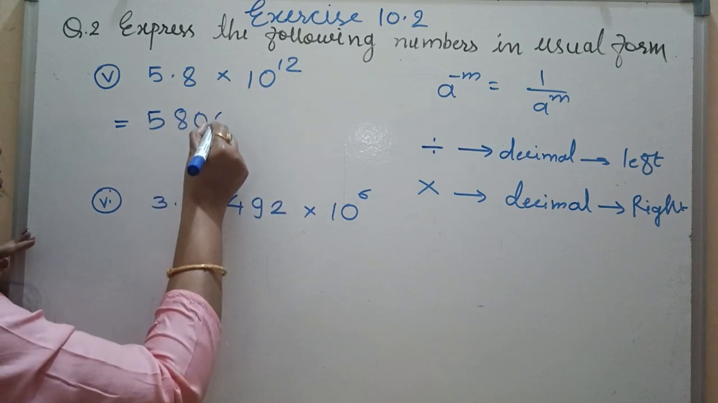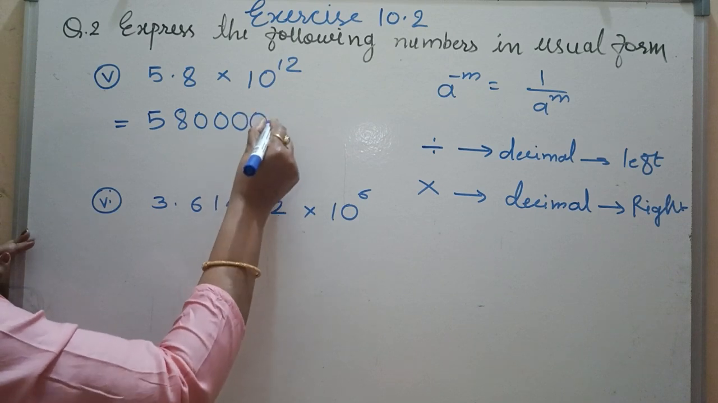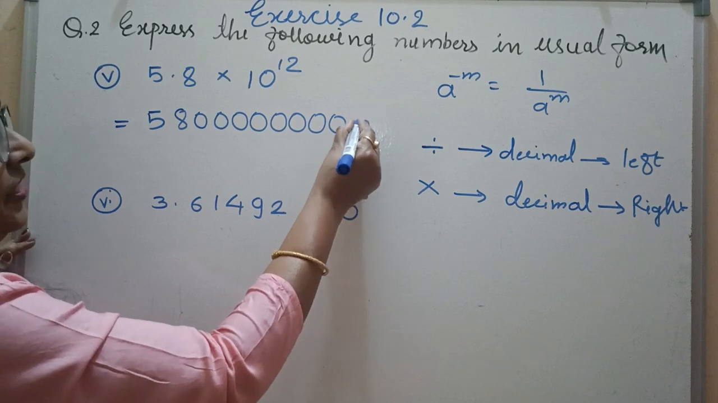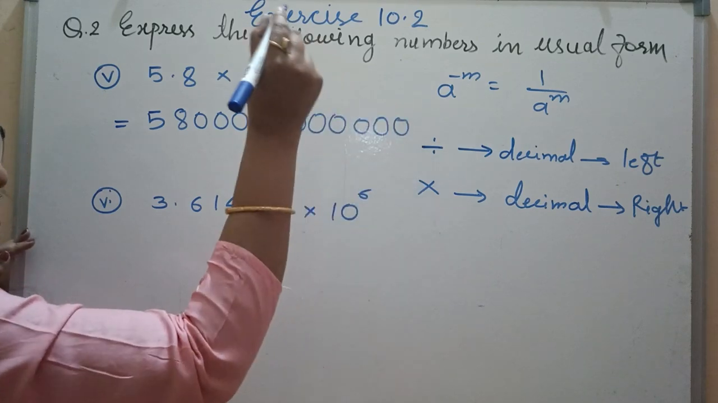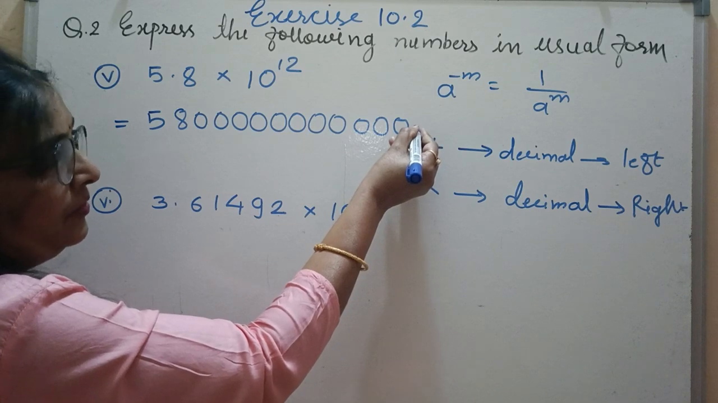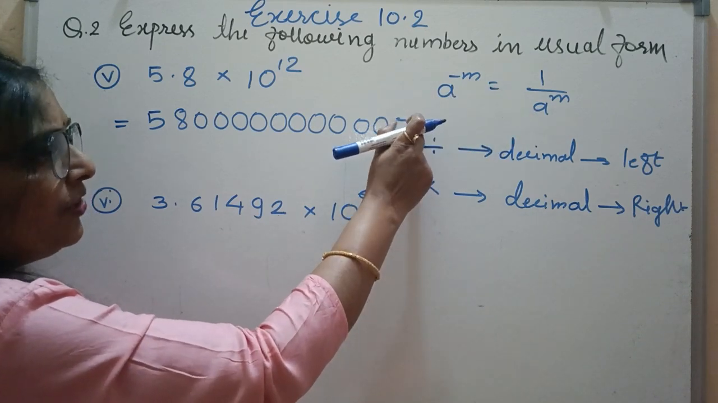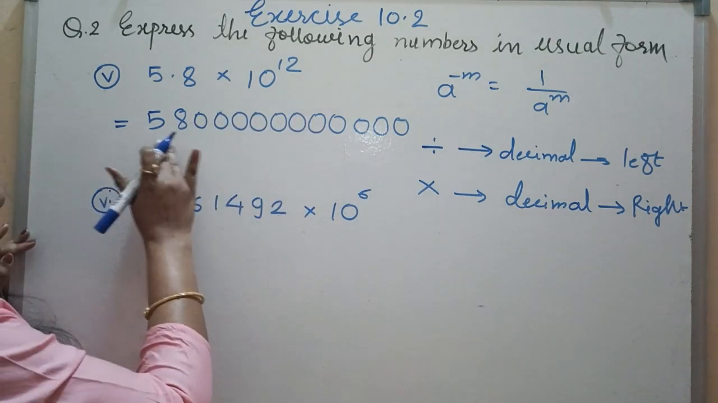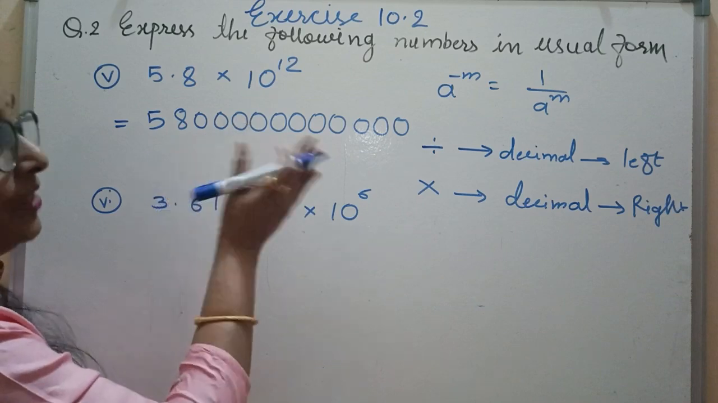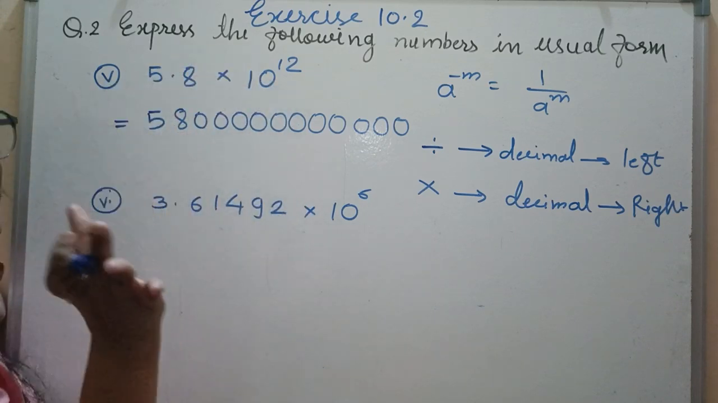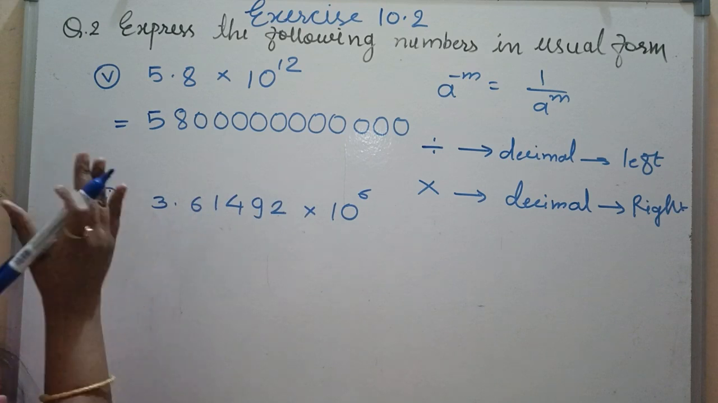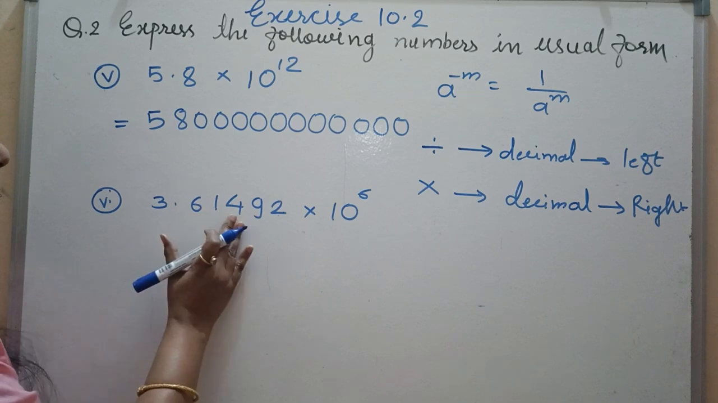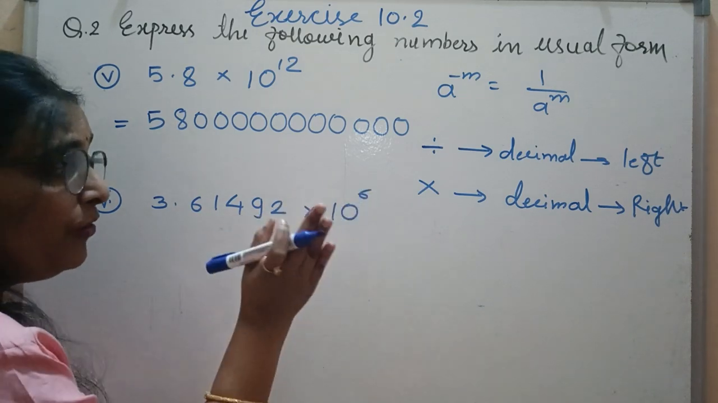Now 2, 3, 4, 5, 6, 7, 8, 9, 10, 11, 12. After that will be decimal point here. After that 0, 0. Therefore we are not writing here decimal point. We will keep this much only. Okay. So you got this big expanded number, that is usual form of this standard form. Okay. Now come to the last sum. Here it is given this 3.61492 into 10 raised to power 6.